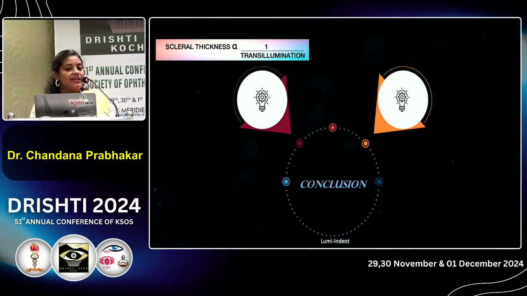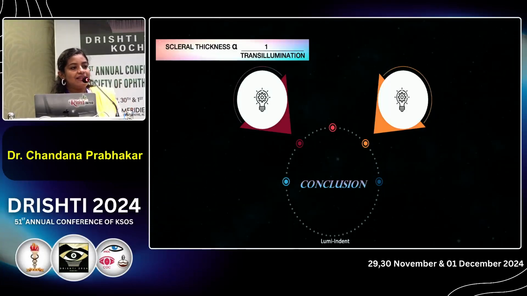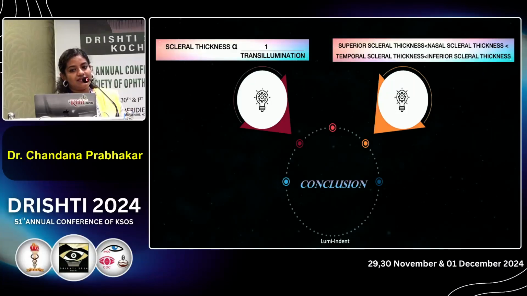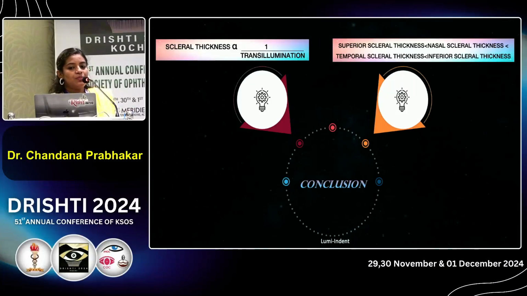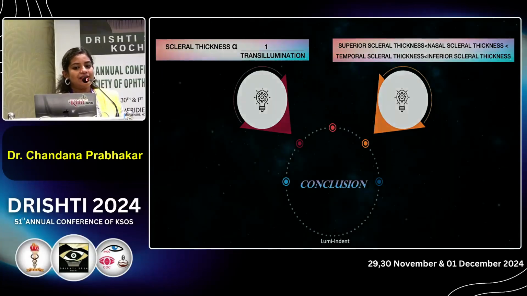So we have concluded that the scleral thickness is inversely proportional to transillumination. So once scleral thickness increases, the transillumination efficacy decreases. And in the study, it was found out that the superior scleral thickness was less than nasal, less than temporal, less than inferior scleral thickness.